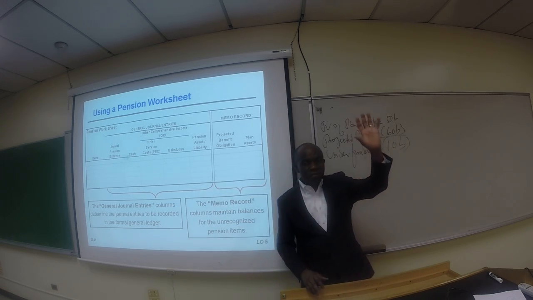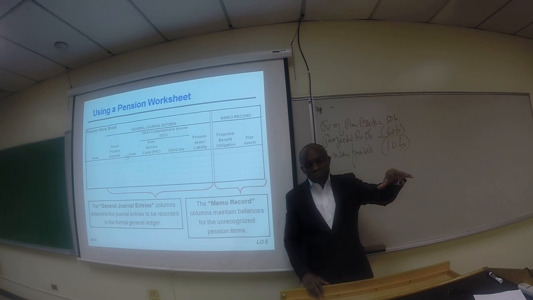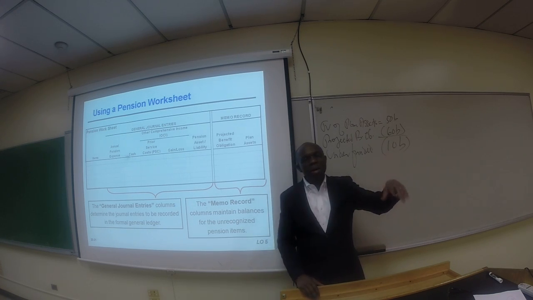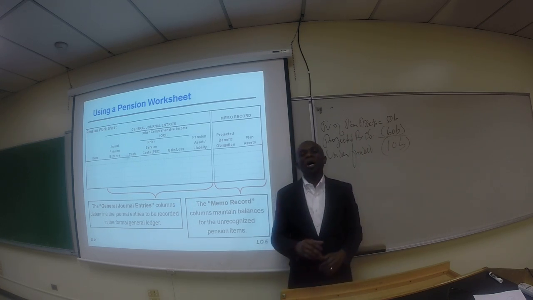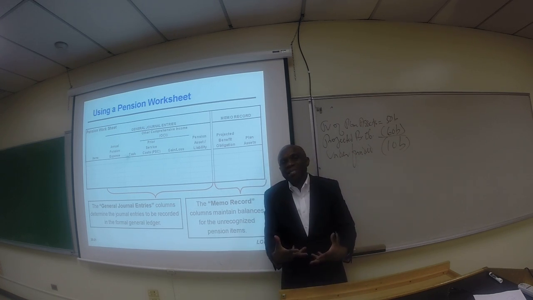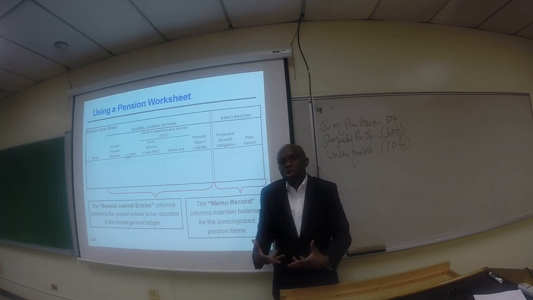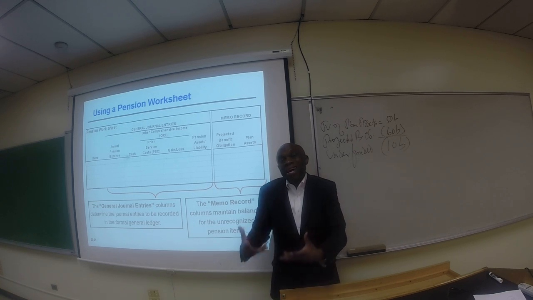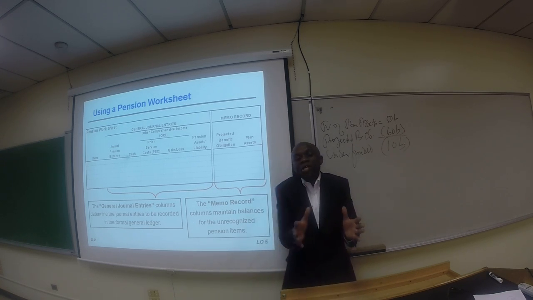We have the first column as the unadjusted trial balance. The next 2 columns will be for the adjustment. So we use that spreadsheet to facilitate the preparation of the financial statements, to make the preparation of the financial statements as easy as possible. So that is what we are doing here.